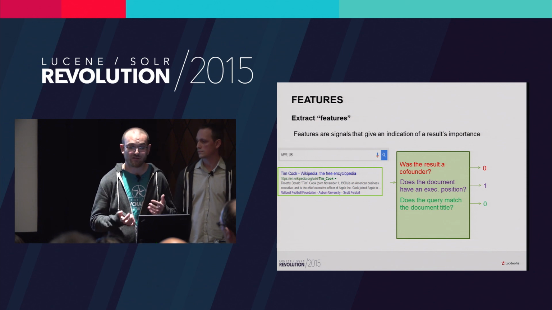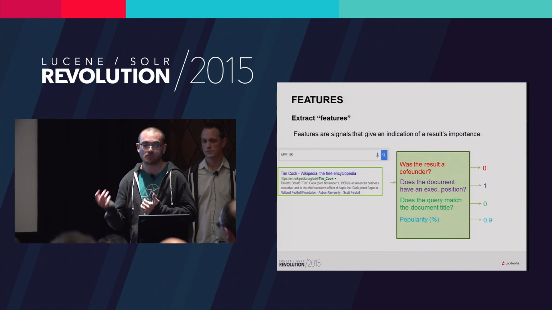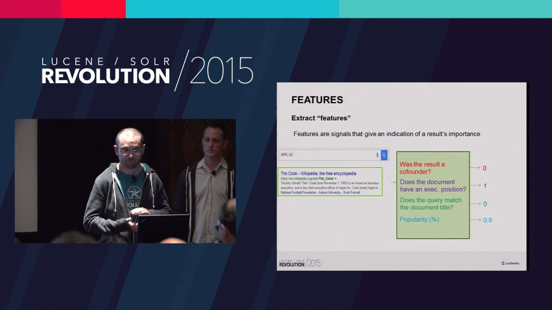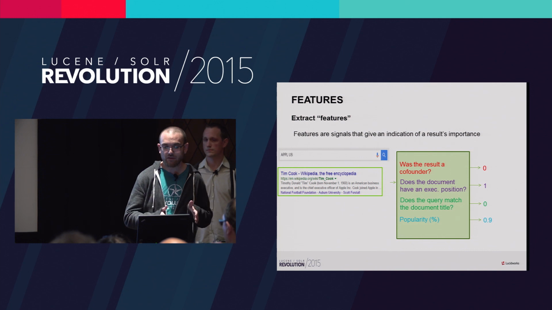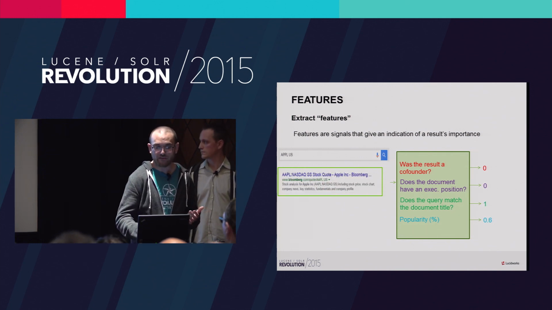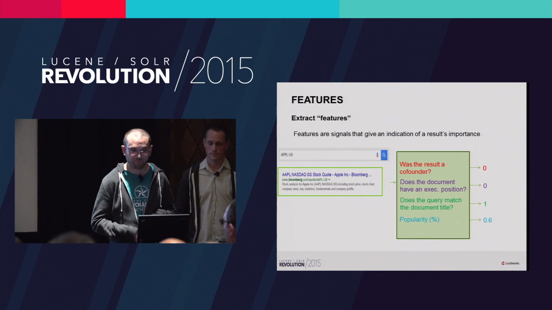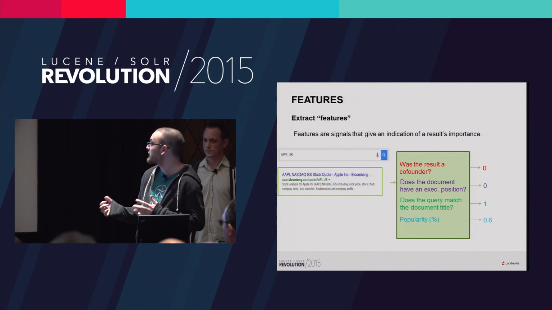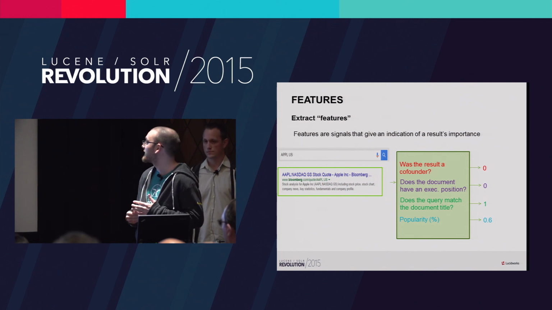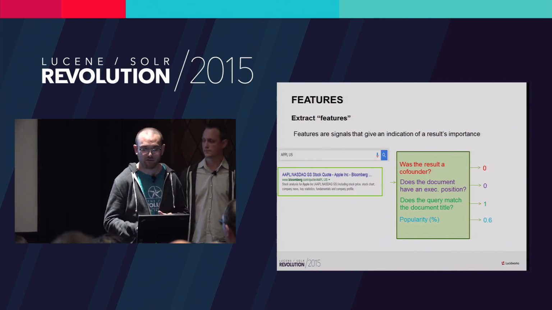Does the query match the document title? 0, because we don't have Apple in the title. And the popularity, for example, could be computed based on the clicks. So given the query and the document, we produce this feature vector. If we have a different document, like, for example, the information about the ticker, our vector of features is different. So, for example, now the executive position feature is 0, while the popularity is lower, it's 0.6.